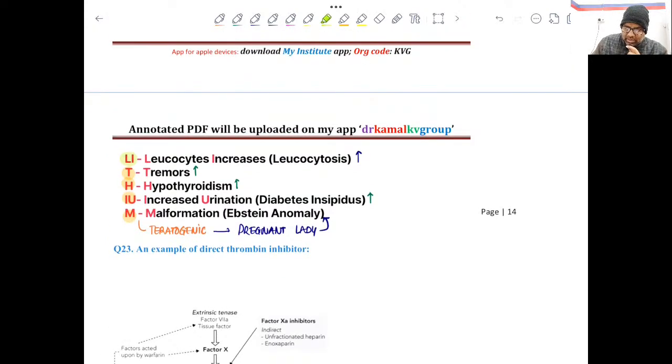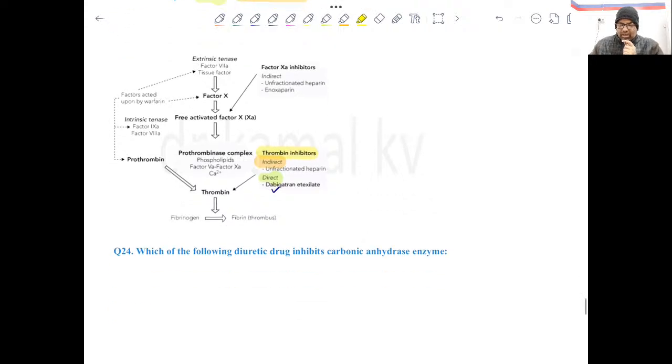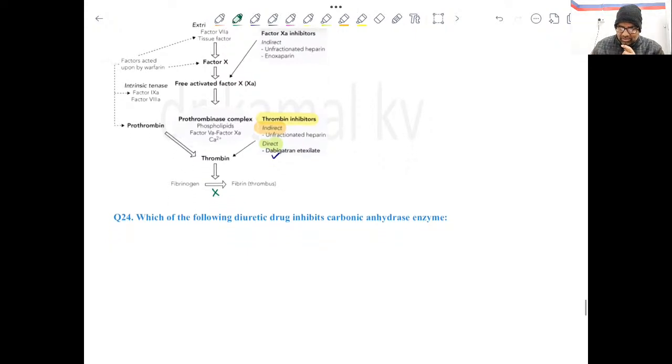Moving forward, example of direct thrombin inhibitor. Now, the direct thrombin inhibitor is dabigatran etexilate. There is another class that is indirect thrombin inhibitor, and that is unfractionated heparin, right? So direct and indirect thrombin inhibitors, and by blocking thrombin, they block the conversion of fibrinogen to fibrin, that is to fibrin strands, that is actually thrombus, right? So direct thrombin inhibitor, dabigatran etexilate.